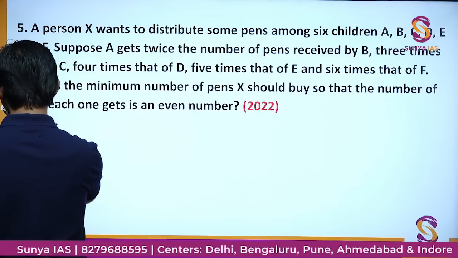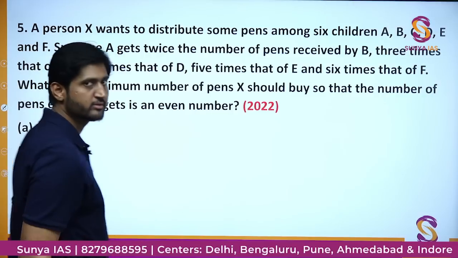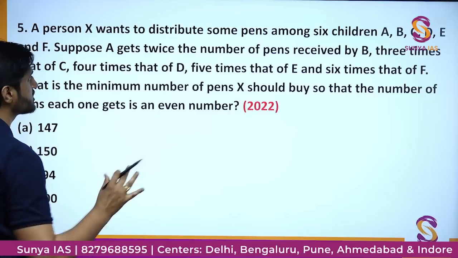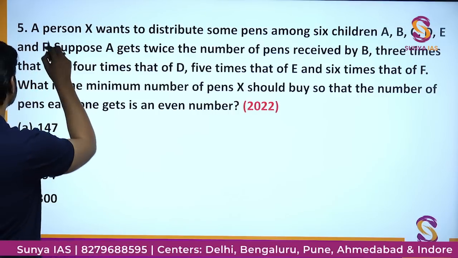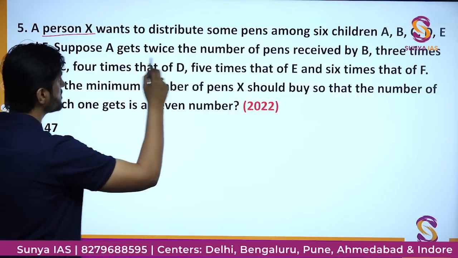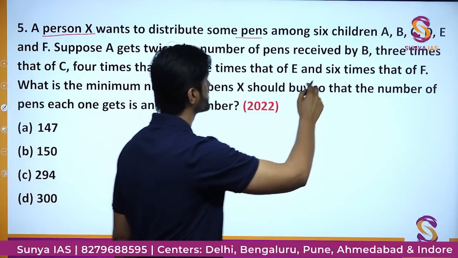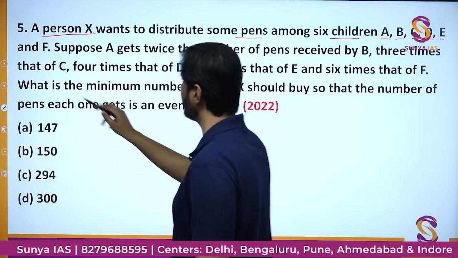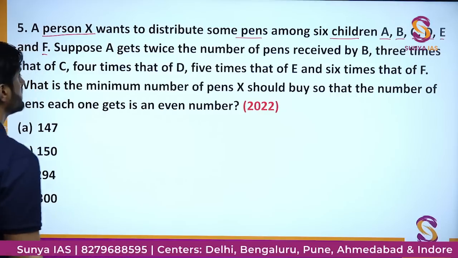Okay, so I hope you might have paused the video and just read the question once in great detail. So what is happening here? Let me explain the question. There is a person X who wants to distribute some pens among 6 children, and the 6 children are A, B, C, D, E and F. Okay, so that is the scenario.